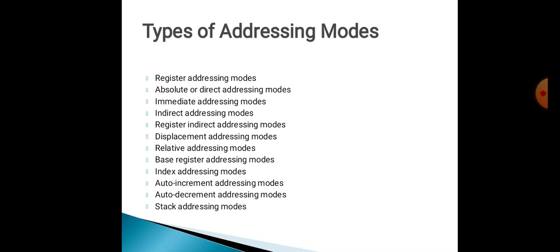Types of addressing modes: we have around 12 types of addressing modes: register addressing mode, absolute addressing mode, immediate addressing mode, indirect addressing mode, register indirect addressing mode, displacement addressing mode, relative addressing mode, base register addressing mode, index addressing mode, auto increment addressing mode, auto decrement addressing mode, and stack addressing mode.